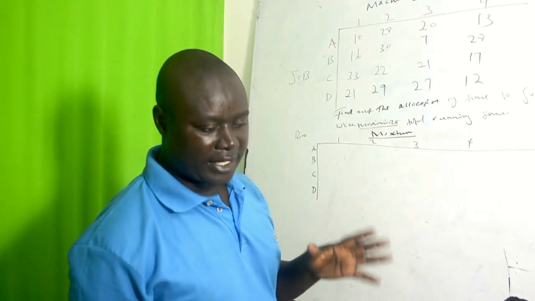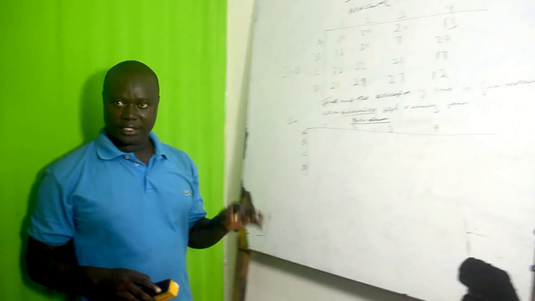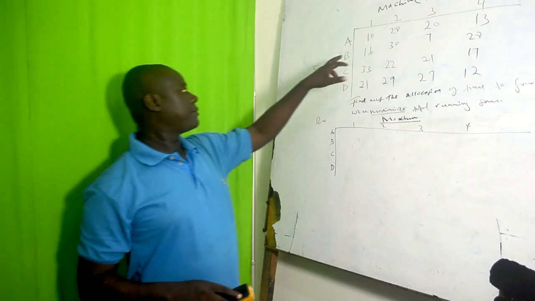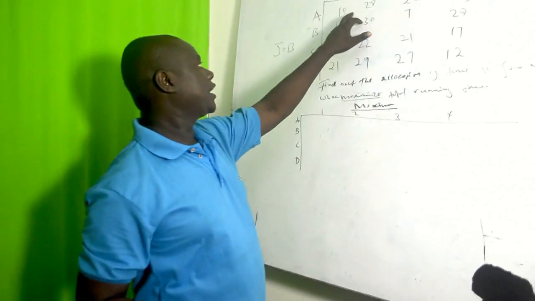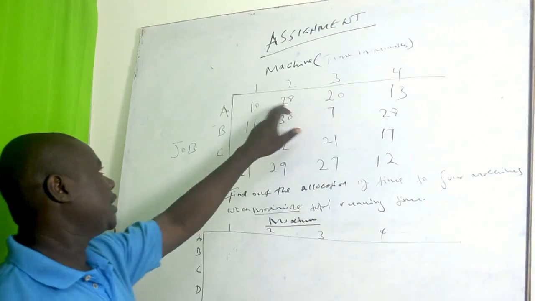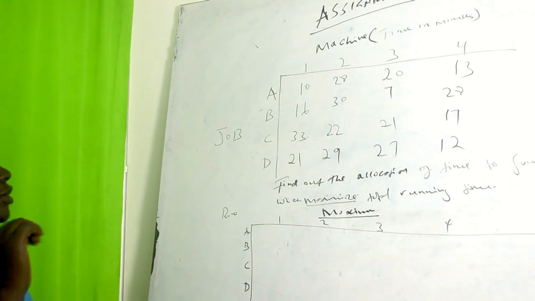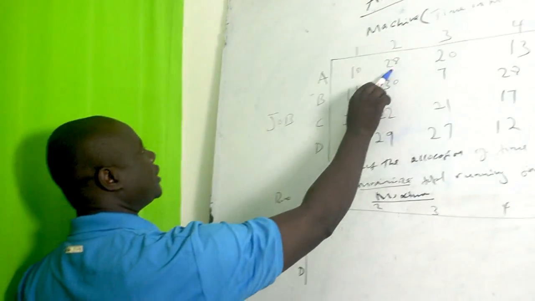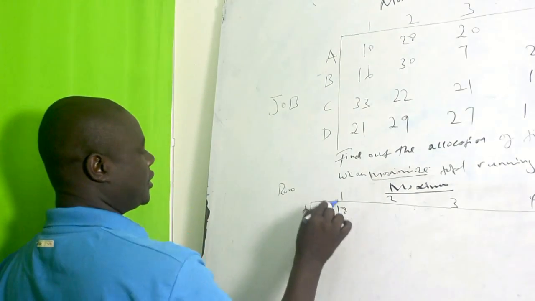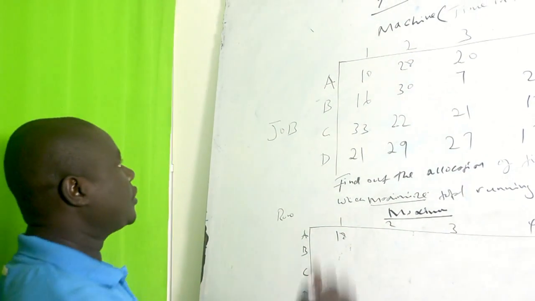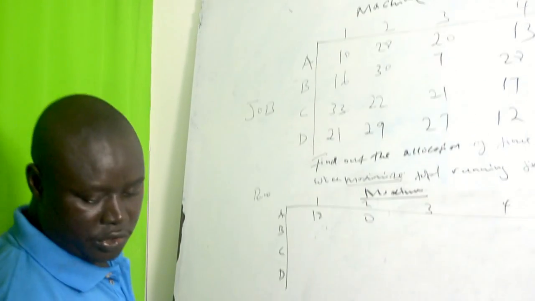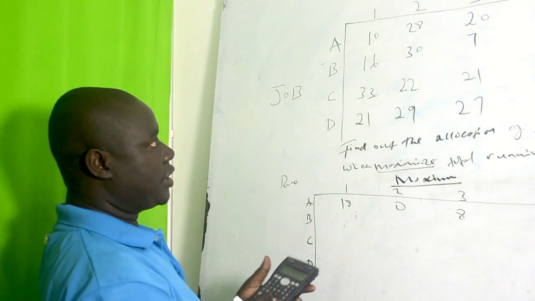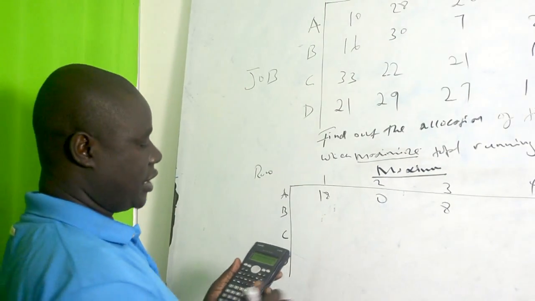In minimization, we took the smallest number. In maximization, you take the largest number. So the largest number in row 1, 10, 28, 20, 13 is 28. Now, we are going to subtract all these numbers from 28. 28 minus 10 is 18. Then 28 minus 28 is 0. 28 minus 20 is 8. Then we have 28 minus 13 is 15.